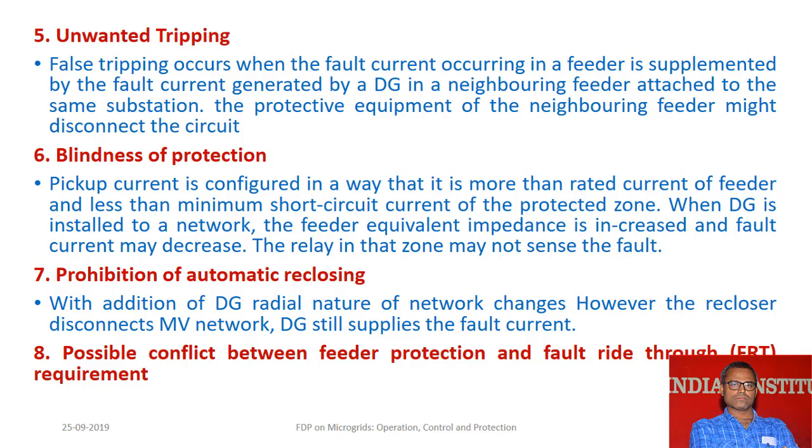So there are possible conflicts between feeder protection and fault ride through requirement. Okay. Fault ride through means the fault may happen outside the microgrid in the distribution system, and the relays connected in the microgrid will see it as if the fault happened inside the microgrid. That is the effect of fault ride through, right? So that creates conflict about whether the fault is inside or outside, right?